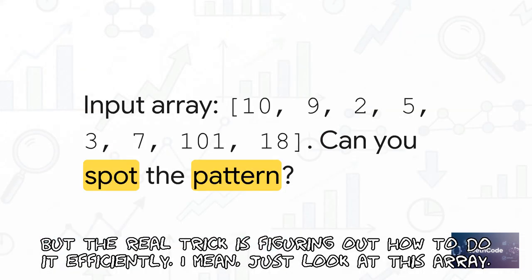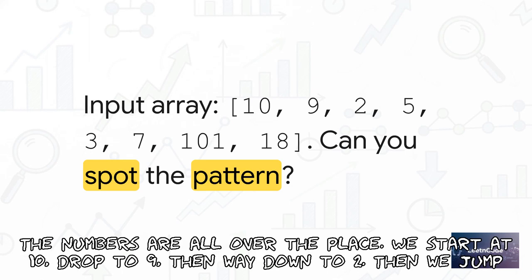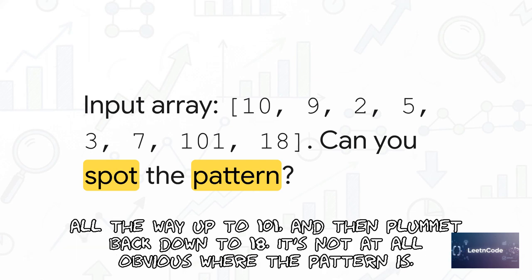I mean, just look at this array. The numbers are all over the place. We start at 10, drop to 9, then way down to 2. Then we jump all the way up to 101, and then plummet back down to 18. It's not at all obvious where the pattern is.